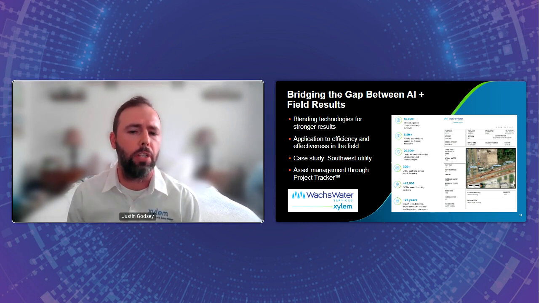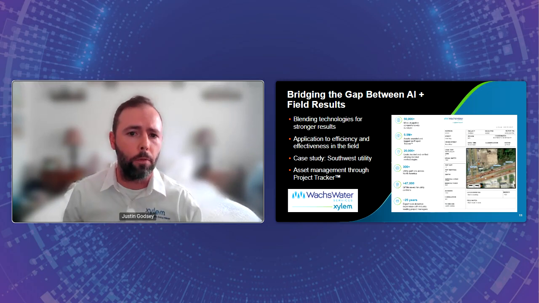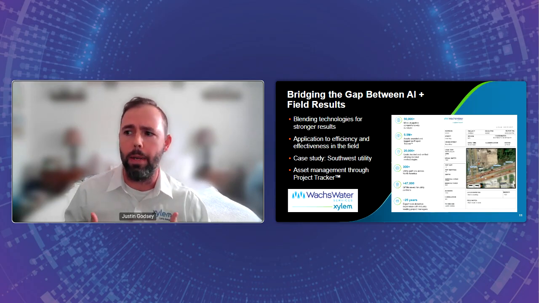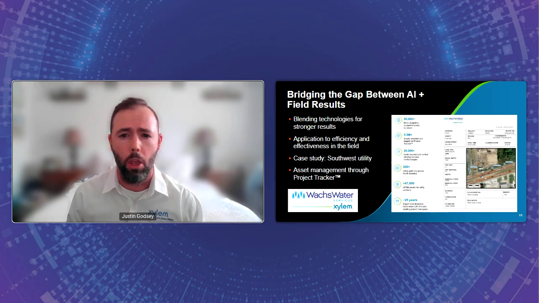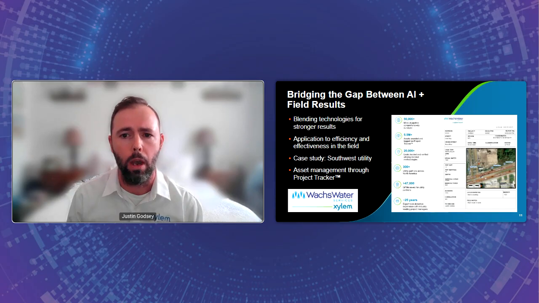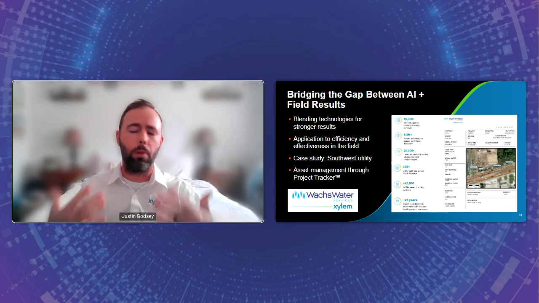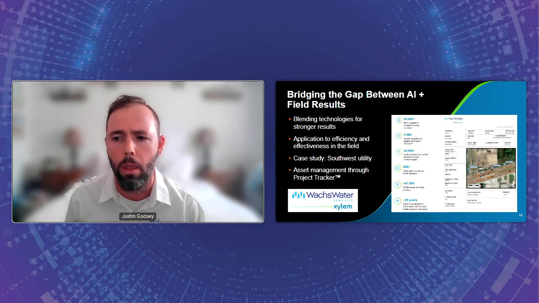It's an overall savings for this utility that already has low water loss in general, but an overall total of over 2,000 leaks located. It translates to over 511 conservative gallons per minute, which equates to over 268 million gallons per year of water recovered for this utility. So we can really see how implementing a blended approach can drive strong results for our utility partners.